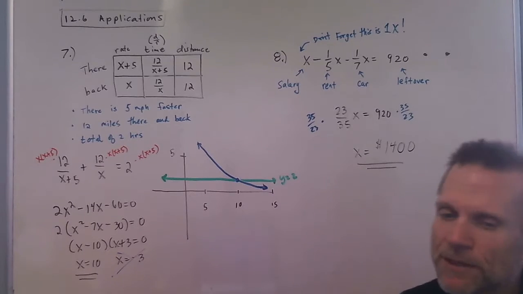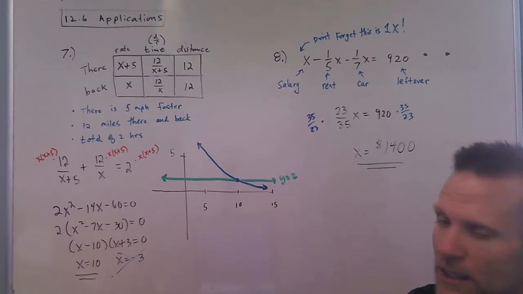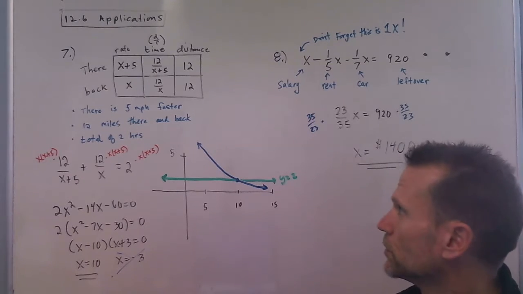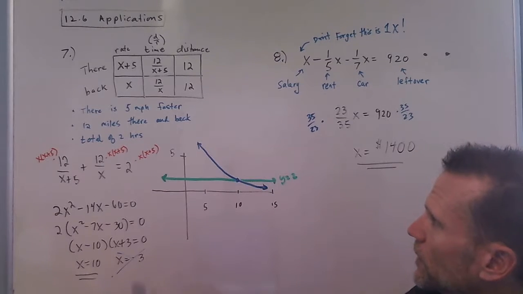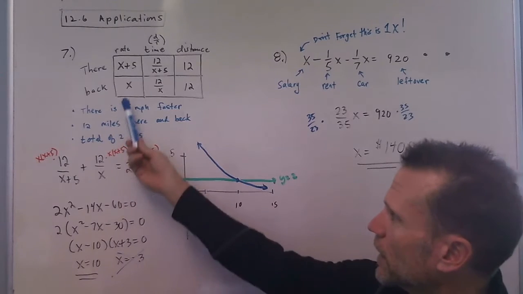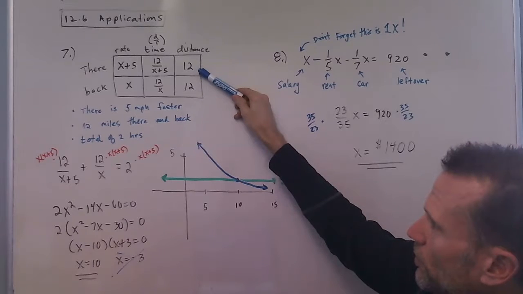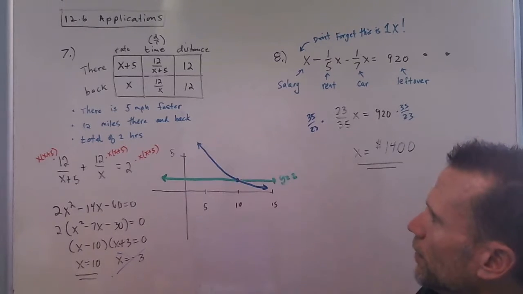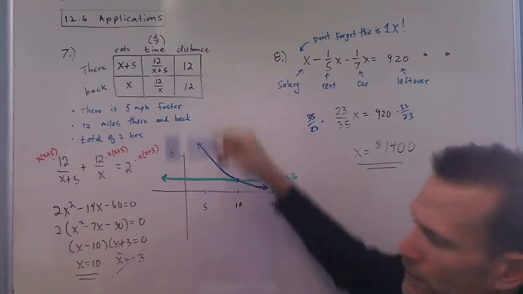Continuing on with number 7 and number 8 for 12.6. Again, I wrote these out ahead of time just to make these videos a little shorter, and I want to point out a few things. Again, we're going to set up our rate, time, and distance table here. The rate column is pretty easy to fill out. The distance is 12 miles there and 12 miles back, so it's the same here. And then we can make this time column again by doing the distance divided by the rate.